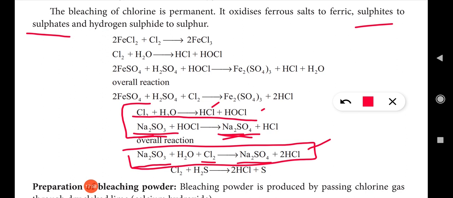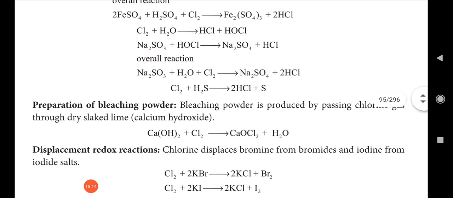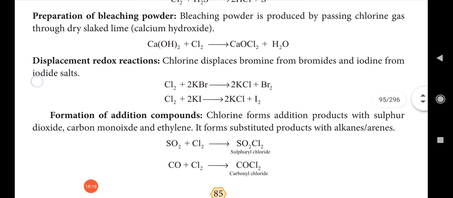So next, the last one, hydrogen sulfide. What does it do? It oxidizes to sulfur. Here hydrogen sulfide, when treated with chlorine, will form sulfur. So these are the oxidizing properties of chlorine.